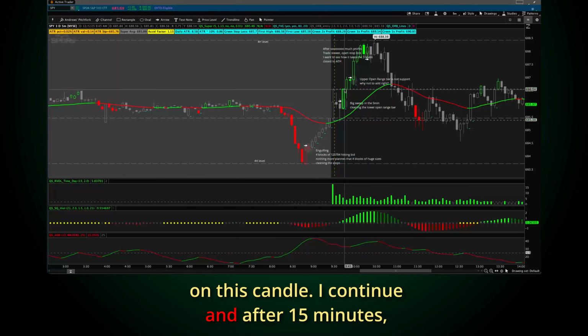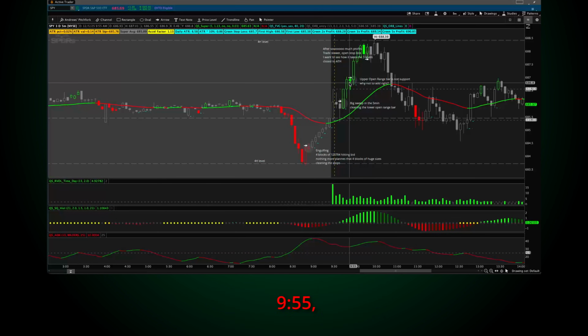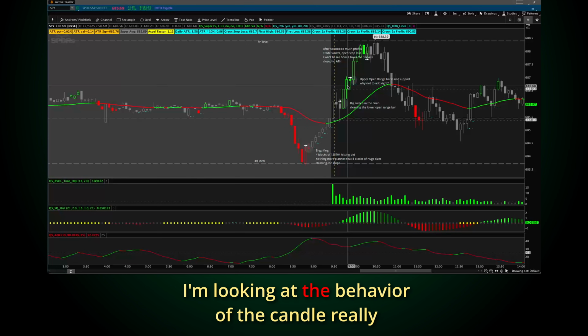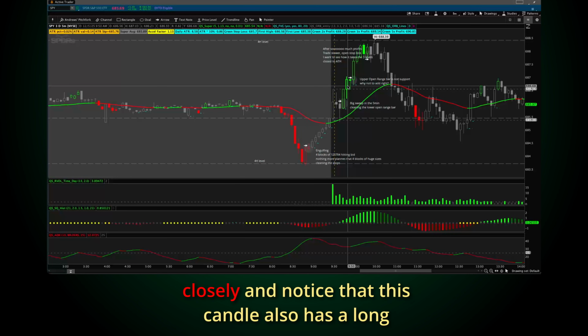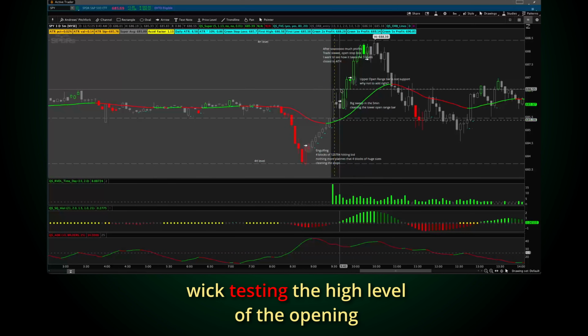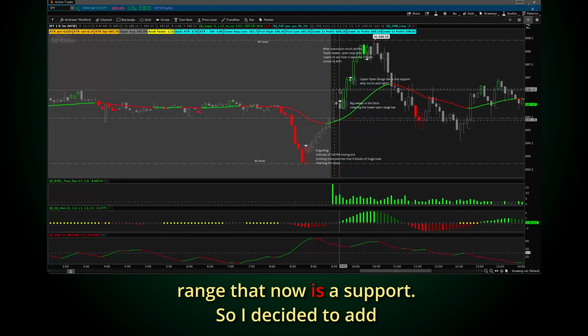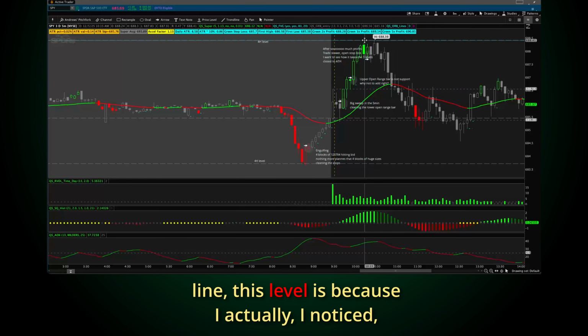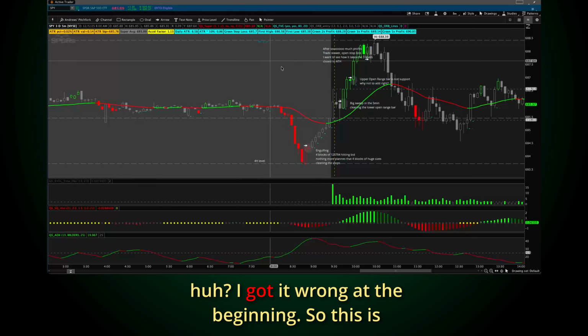I continued, and after 15 minutes, at 9:55, I see another candle. So again, this is day trading. I'm looking at the behavior of the candle really closely. I notice that this candle also has a long wick testing the high level of the opening range that now is a support. So I decided to add to the trade. And then I continue.